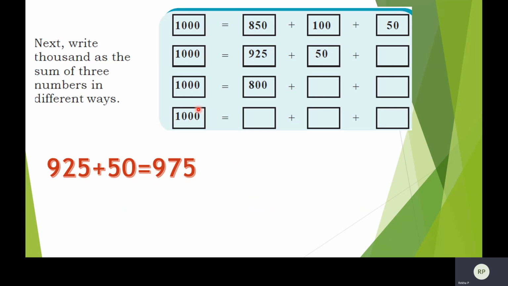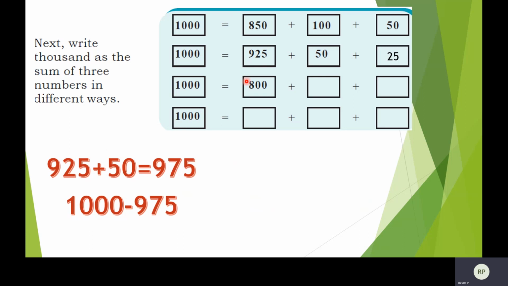Now what you have to do to make 1000? You have to find out what is to be added to the 975 to make 1000. How will you do that? You have to subtract 975 from 1000. When you subtract 975 from 1000, what will you get? You will get 25. So this is the answer. 925 plus 50 plus 25 will make 1000.